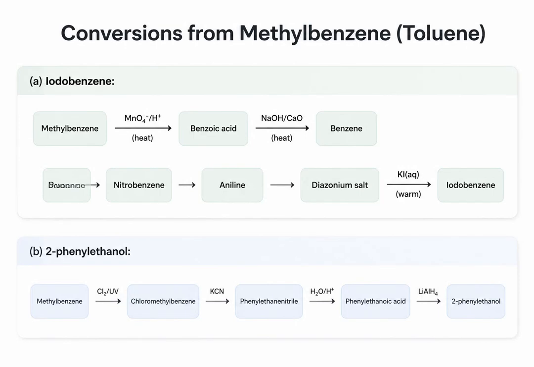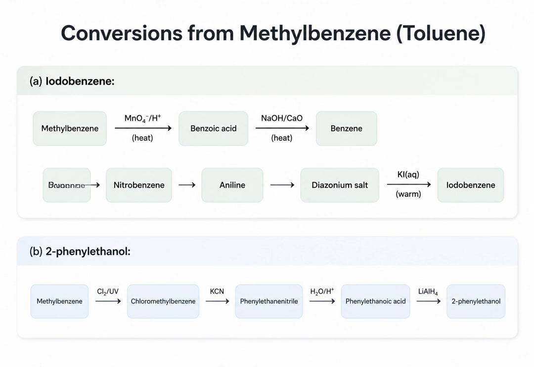Let's look at conversions from methylbenzene, also known as toluene, from question 25. To make iodobenzene, we first oxidize the methyl group to benzoic acid using hot permanganate, then decarboxylate it with soda lime to get benzene. From there, we nitrate, reduce, diazotize, and finally react with potassium iodide.